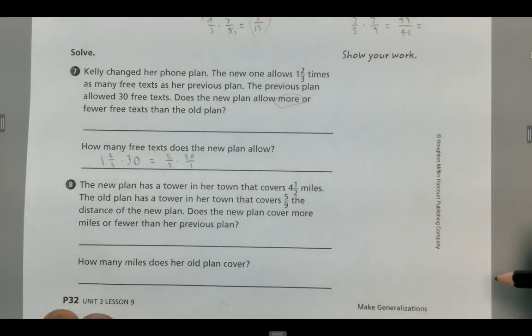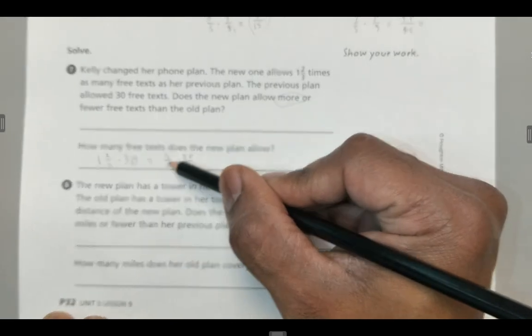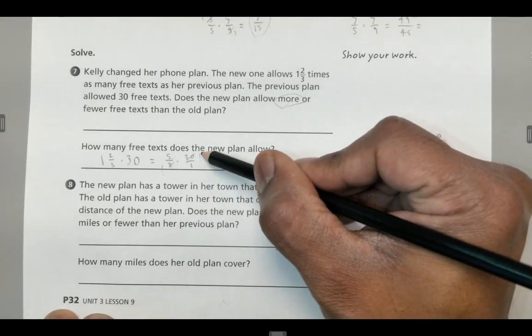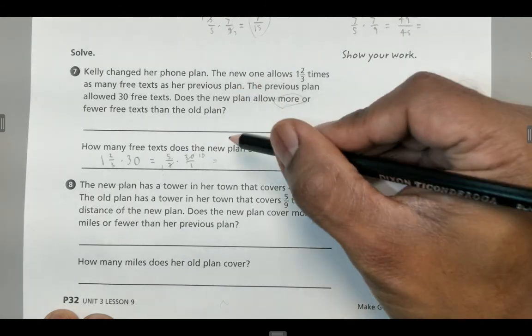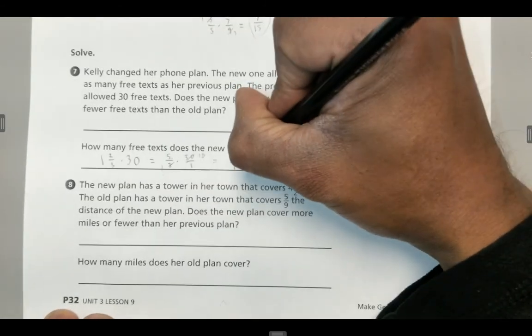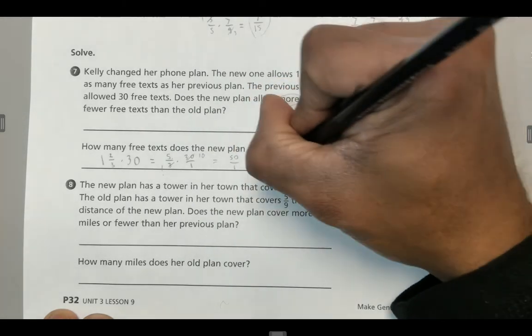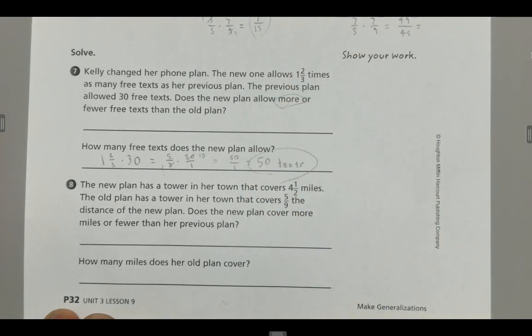Do you see an opportunity to use cross-canceling? Yes, 3 and 30. 3 goes into itself once. 3 goes into 30 10 times. Multiply across the top. 5 times 10 is 50. 1 times 1 is 1. 50 texts for the new plan.